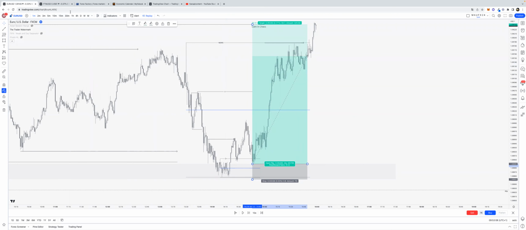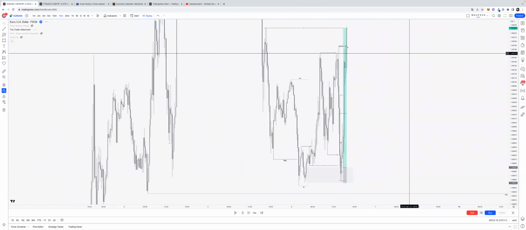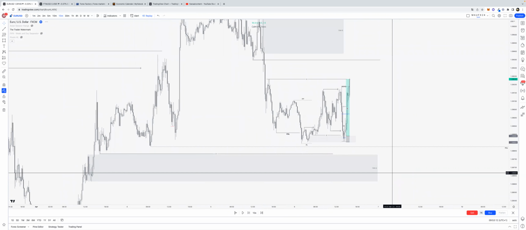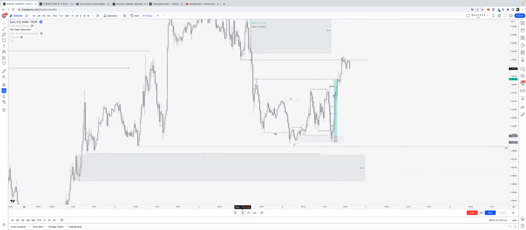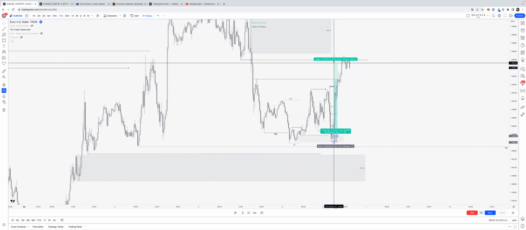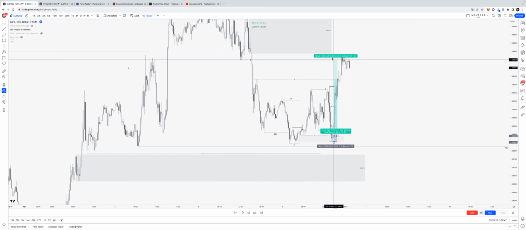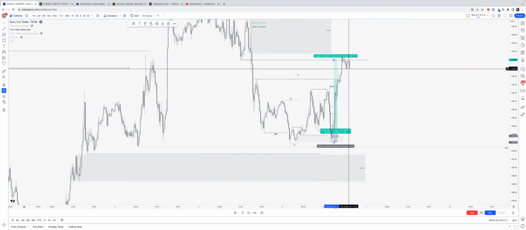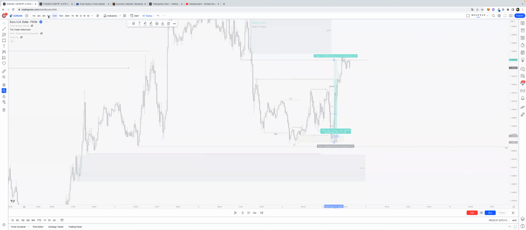Or to this high maybe. I would just target that. And that's a 1 to 9. Beautiful trade. And it leaves when it goes to this overall support area. Beautiful trade.